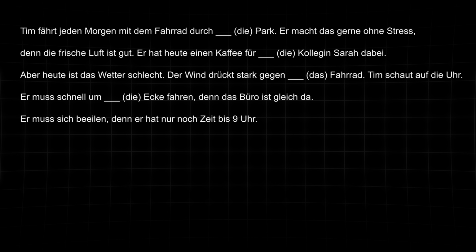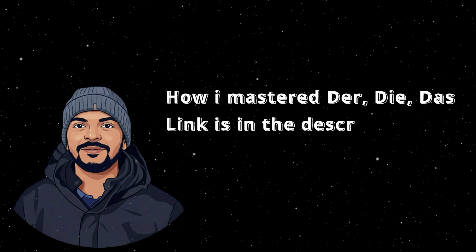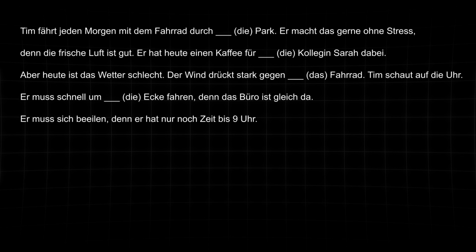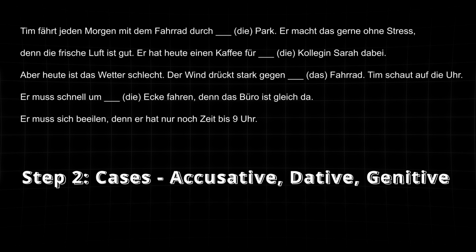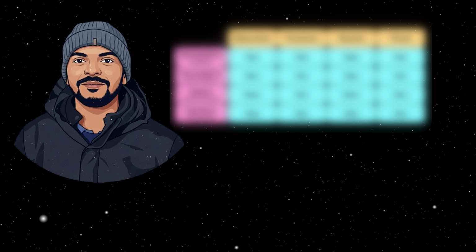Now that we understand cases, let's look at a typical nightmare fill-in-the-blanks exam scenario. The typical workflow to solve such a question is step 1, figure out the articles, der, die, das of the nouns. By the way, I have a video on that, link is in the description. And step 2, figure out the cases, nominative, accusative, dative, which is the main topic of this video. And navigate 4 different tables and figure out the answer.